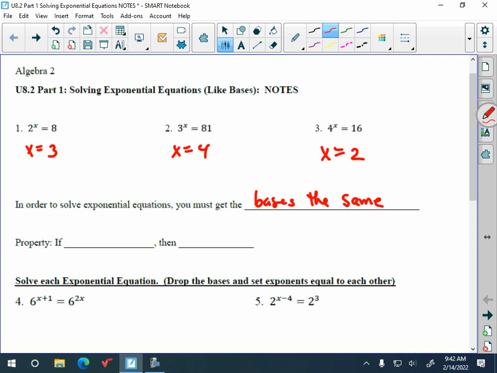Because if we can get the bases the same, then there's a property of exponential equations that says if b to the x equals b to the y power, so if the bases are the same, then the exponents must be equal to each other. If the bases are the same, the exponents are equal.